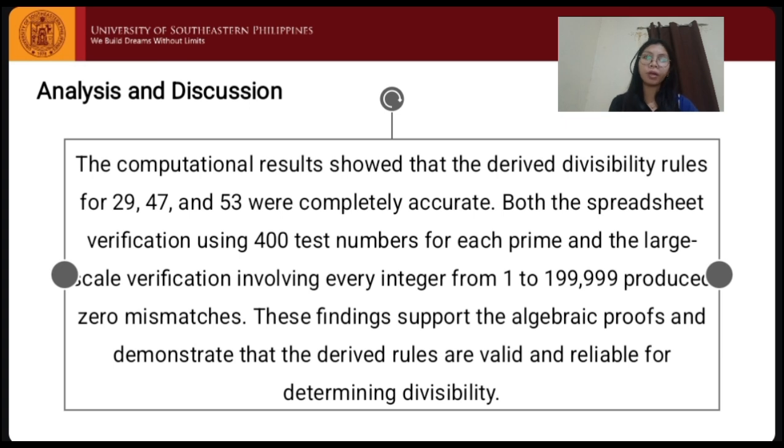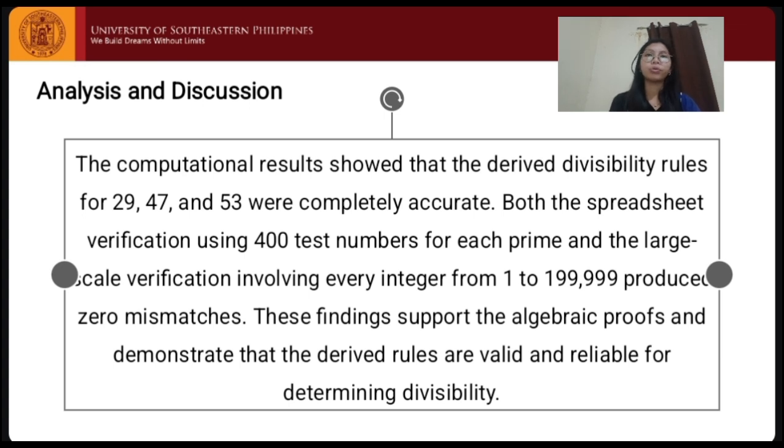Another observation is that repeated application of the rule reduces the size of the number very quickly. In fact, during our large-scale testing, no number required more than 3 iterations before becoming small enough for easy verification. Most importantly, the result answers our research question by showing that one general theorem can successfully generate divisibility rules for any prime that does not divide 10.